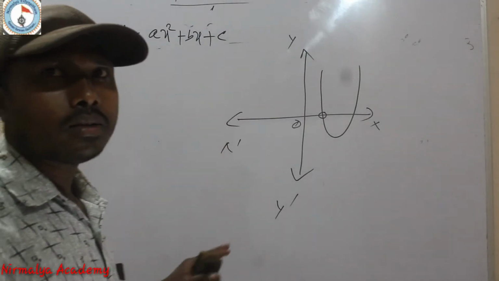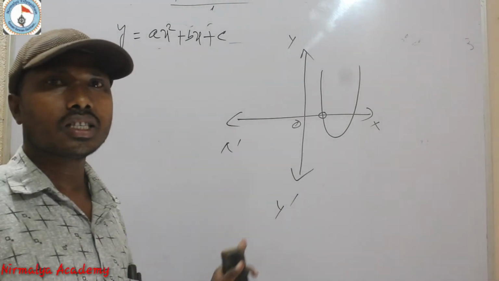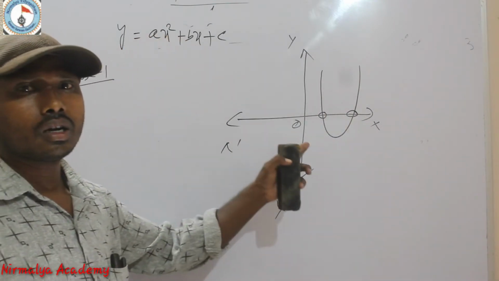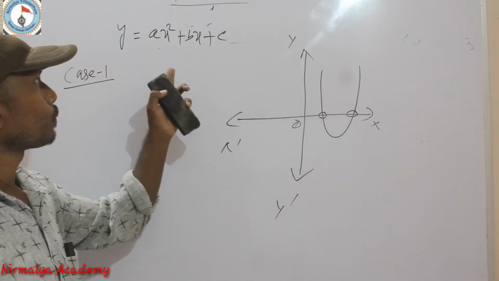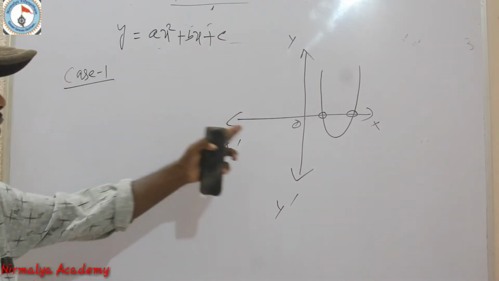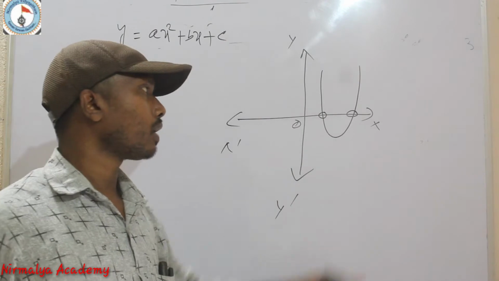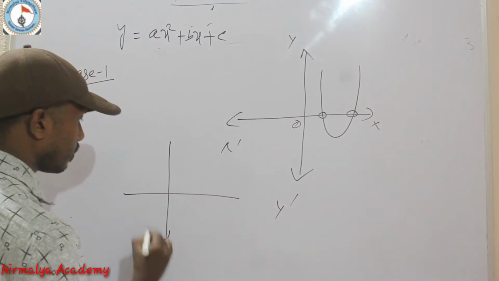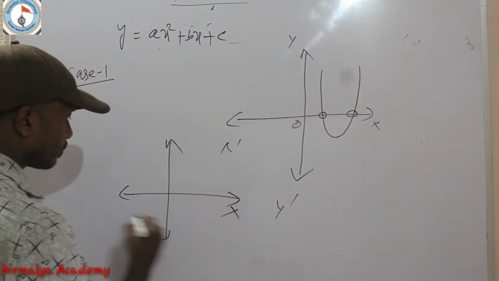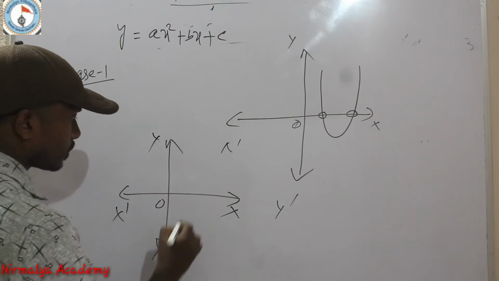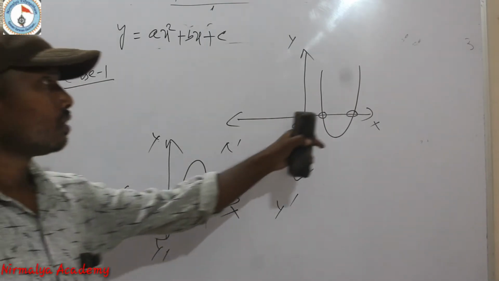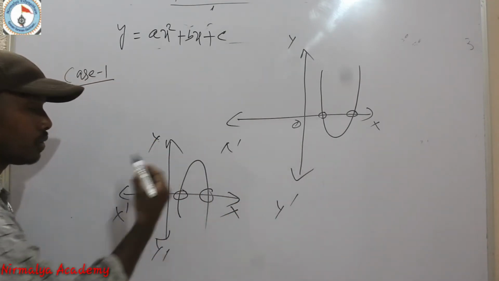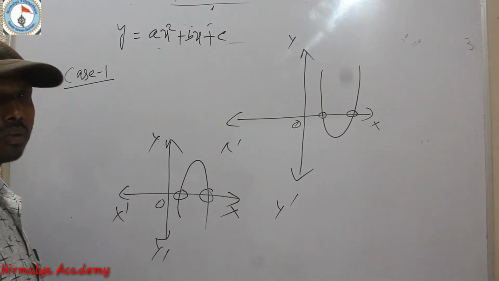In this case, the graph cuts the x-axis at two distinct points. So these are the two distinct points, and there are two zeros for a quadratic polynomial. It may be like this, which is called an upward parabola, or it may be a downward parabola. So this is the first case: the graph cuts the x-axis at two distinct points, meaning there are two zeros for the quadratic polynomial.